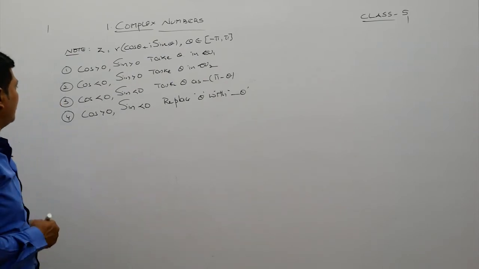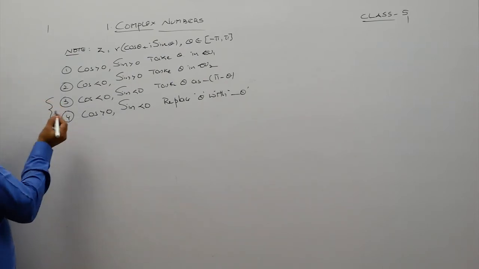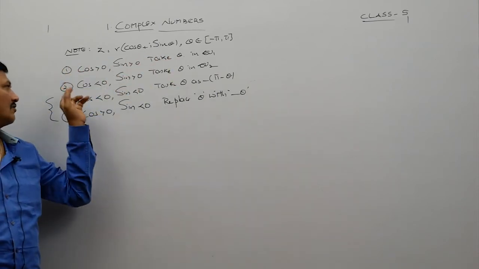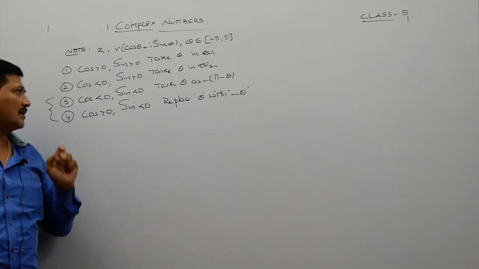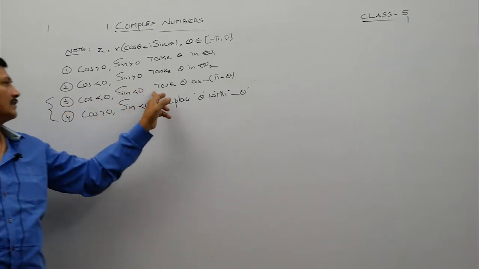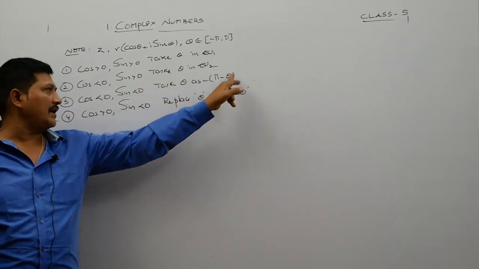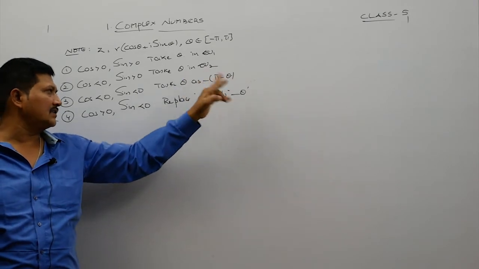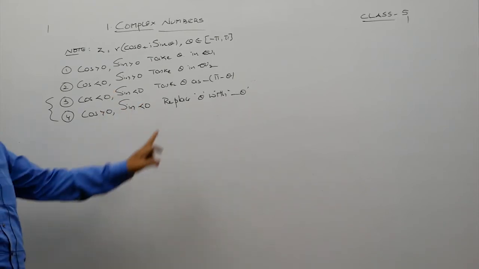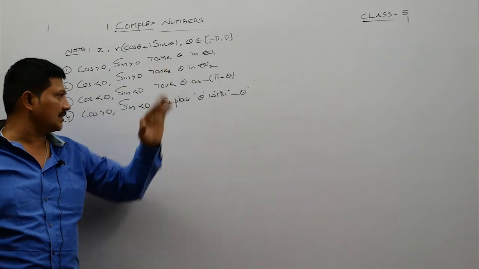So these are the two important points to be remembered, especially as we are doing the mod amplitude form. We cannot take the value of theta in third quadrant as well as fourth quadrant. But in first quadrant it is as usual, in second quadrant also it is as usual. Most importantly to notice is here, both cos and sine are negative, then take theta as minus of pi minus theta, or somebody will write minus pi plus theta, no problem. And the last one, cos is positive, sine is negative, then replace theta with minus theta.